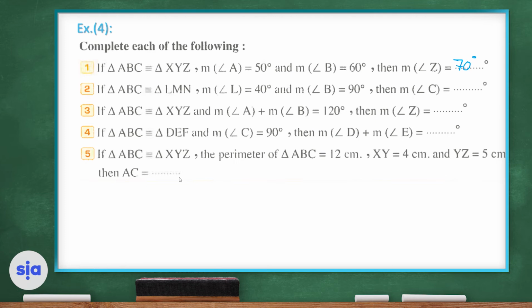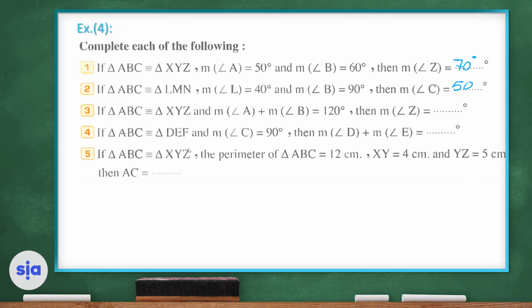Question 2. If triangle ABC is congruent to triangle LMN, if the measure of angle L is 40 degrees and the measure of angle B is 90 degrees, then the measure of angle C is, excellent, 50 degrees. How did you know that? If L is 40, so A is 40 and B is 90, then C is 180 minus 40 plus 90, and this is how we get the measure of angle C is 50 degrees.